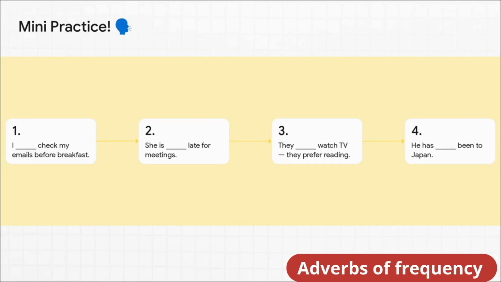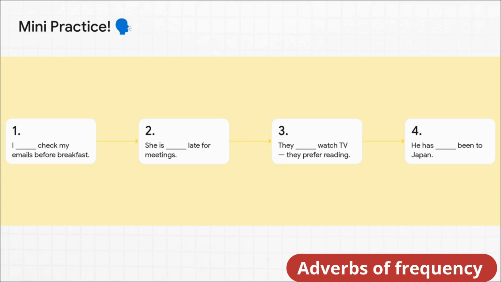All right, let's do a super quick practice run. Your turn. Number 1, I blank check my emails before breakfast. You could put in always, usually, sometimes, totally depends on your habit. For number 2, she is blank late for meetings. Let's hope the answer is never. Number 3, they blank watch TV. Maybe rarely if they prefer reading. And last one, he has blank been to Japan. Never works perfectly here. See? You just plug in the word that tells the right story.